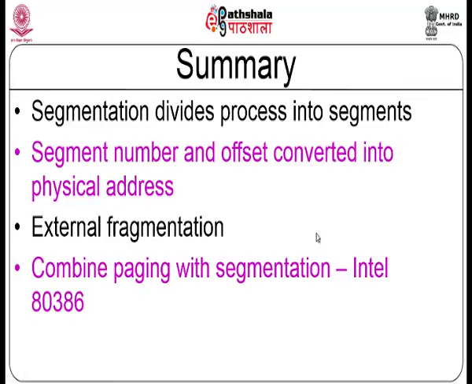Summarizing what we have learnt in this module, we saw that in the case of segmentation a process is divided into segments, and the logical address comprises a segment number and an offset. The segment number and the offset are converted into a physical address using a proper address translation mechanism. The problem with segmentation is external fragmentation, and hence, to avoid external fragmentation and to bring in the good features of paging, you combine paging with segmentation. In the Intel 80386 architecture, we saw how paging is combined with segmentation.